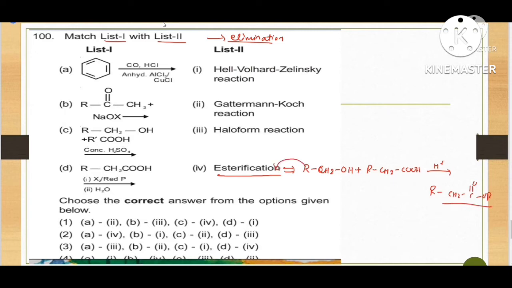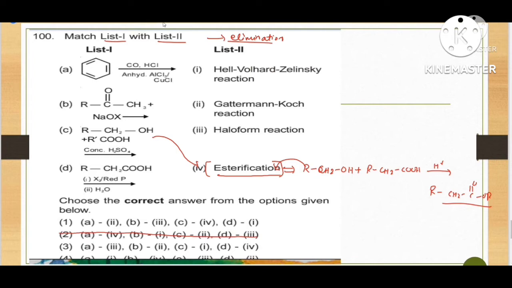Now let us verify the reactions in list 2. Here C matches with 4. Now let us verify the given options. C is definitely fixed, that is 4. Why? Because it is a very simple reaction. Here C is 2, so you can easily eliminate option 2. Why? Because surely C equals 4, as it's an esterification reaction.